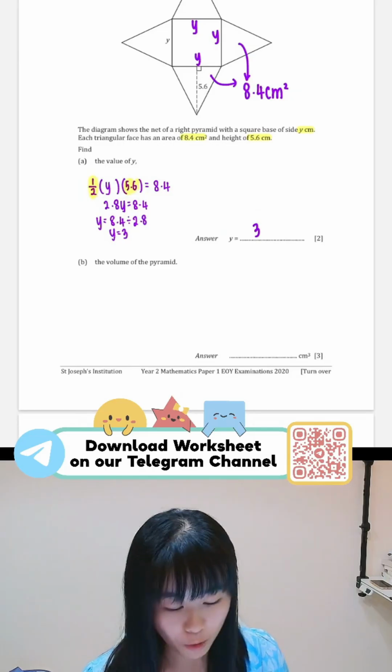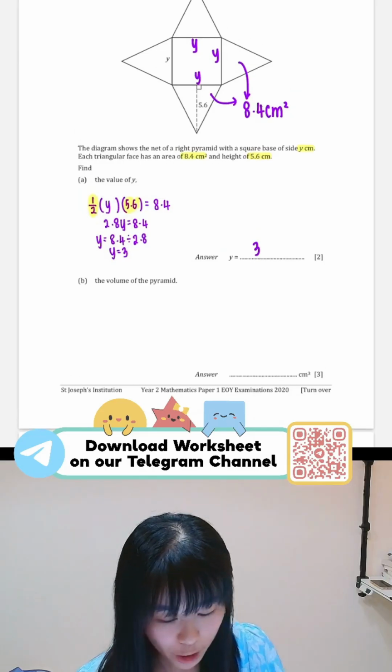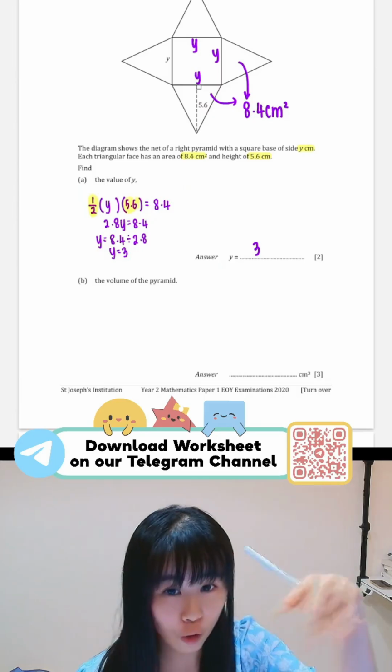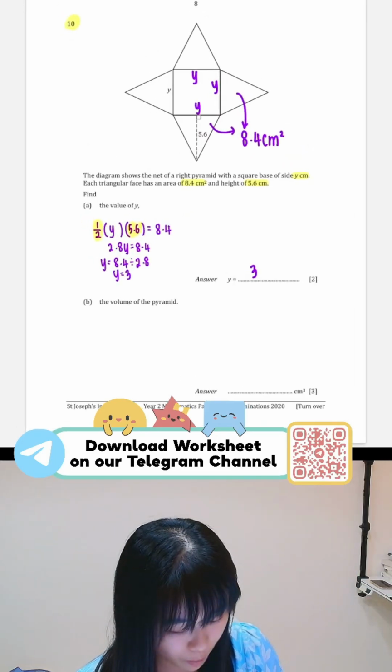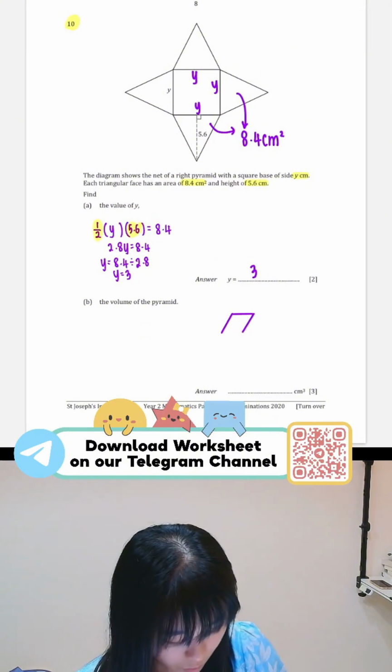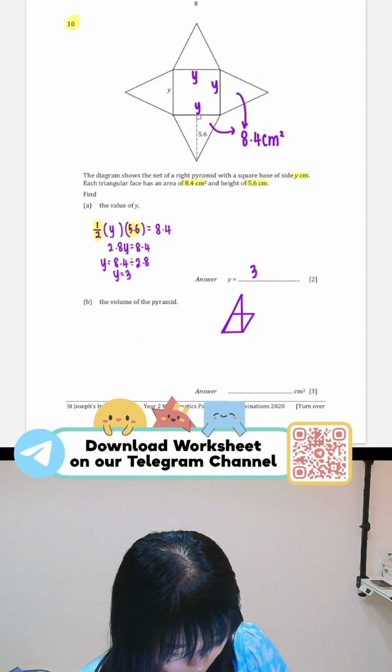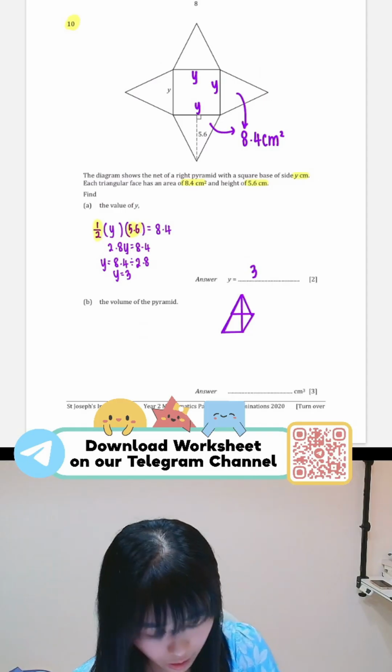Volume of a pyramid. So imagine your pyramid. Let me fold the pyramid up and imagine the pyramid together. So your pyramid is a square base, and you have the center, and then you have something like this at the center.